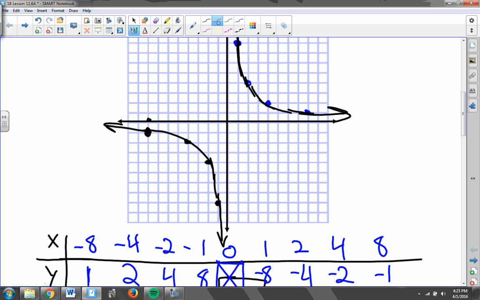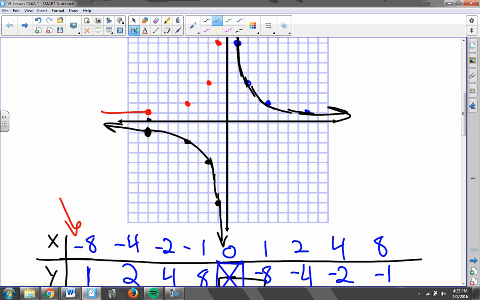I'll do this one in red, starting here at negative 8 in the x. I used to be at negative 1, now I should be at 1, so now my point is here. If I go to negative 4 in the x, I have to go up 2. If I go to negative 2 in the x, I have to go up 4. And if I go to negative 1 in the x, I have to go up 8. All the way up to there. And then, obviously, at 0, there's nothing happening.